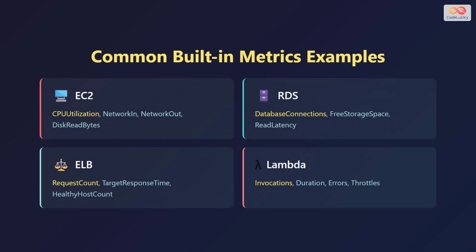Let's look at some common built-in metrics across different AWS services. For EC2 instances, you get metrics like CPU utilization, network in, network out, and disk read bytes. RDS databases provide metrics such as database connections, free storage space, and read latency. Elastic load balancers track request count, target response time, and healthy host count. Lambda functions report invocations, duration, errors, and throttles. These built-in metrics cover the most important performance indicators for each service, giving you immediate visibility into how your resources are operating.